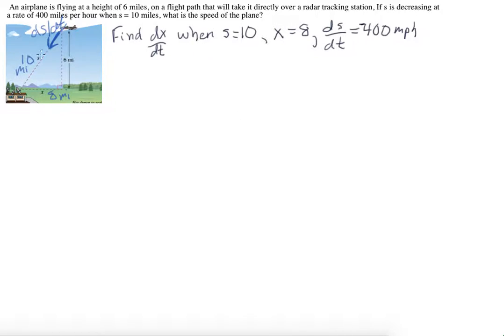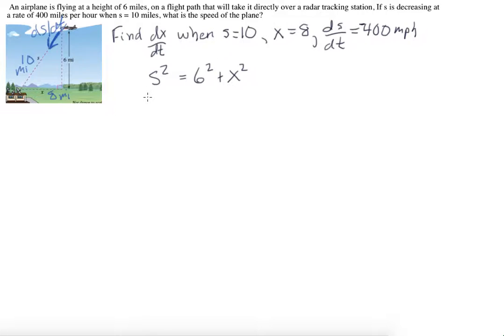And so we need to see how we can relate s and x, because if we can relate those in an equation, we're going to be able to take the derivative of both sides with respect to t, and solve for dx/dt. And so we have a right triangle here, and so I'm going to use the Pythagorean theorem. s squared equals 6 squared plus x squared. This is how I relate the decreasing distance between the plane and the radar station, and the distance between the plane and the radar station on the horizontal component there.